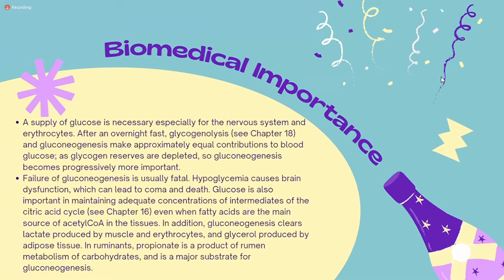So I mentioned this already: glycerol is produced by adipose tissue. Propionate is a product of rumen metabolism of carbohydrates, a major substrate for gluconeogenesis. Okay.